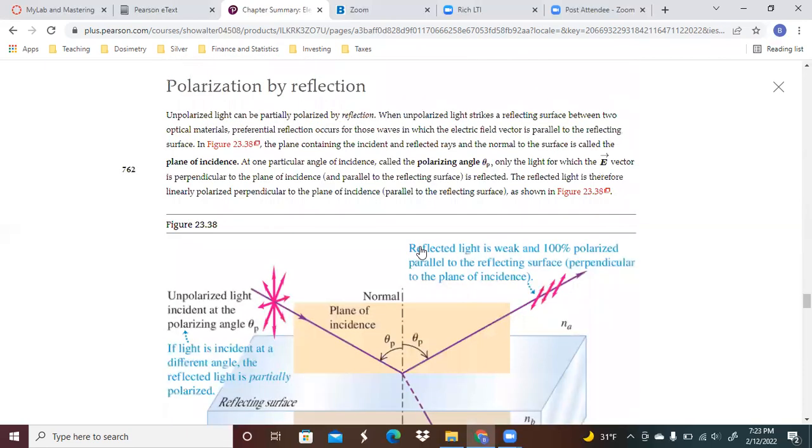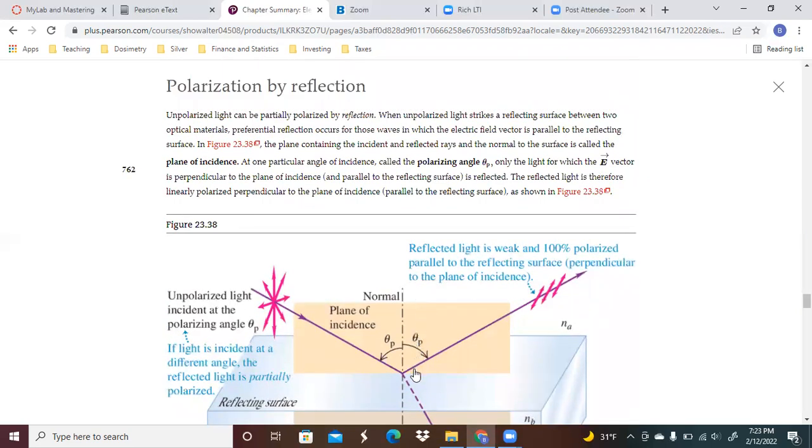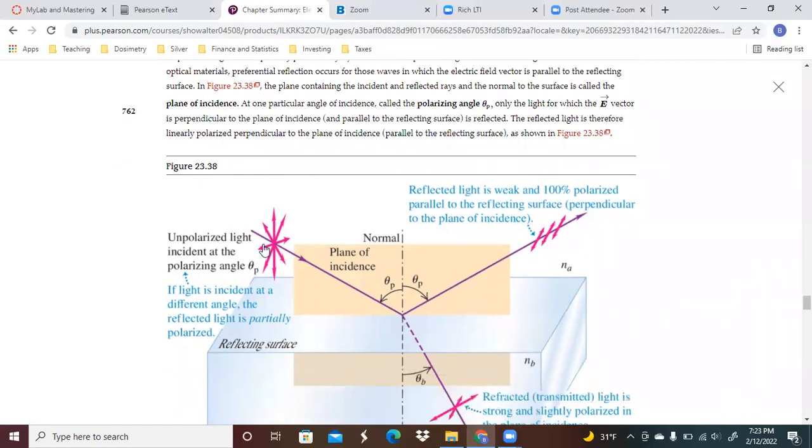So, polarization by reflection. Unpolarized light can be partially polarized by reflection. So when unpolarized light strikes a reflecting surface between two optical materials, preferential reflection occurs for those waves in which the electric field vector is parallel to the reflecting surface. So here the plane containing the incident and reflected rays and the normal to the surface is called the plane of incidence.